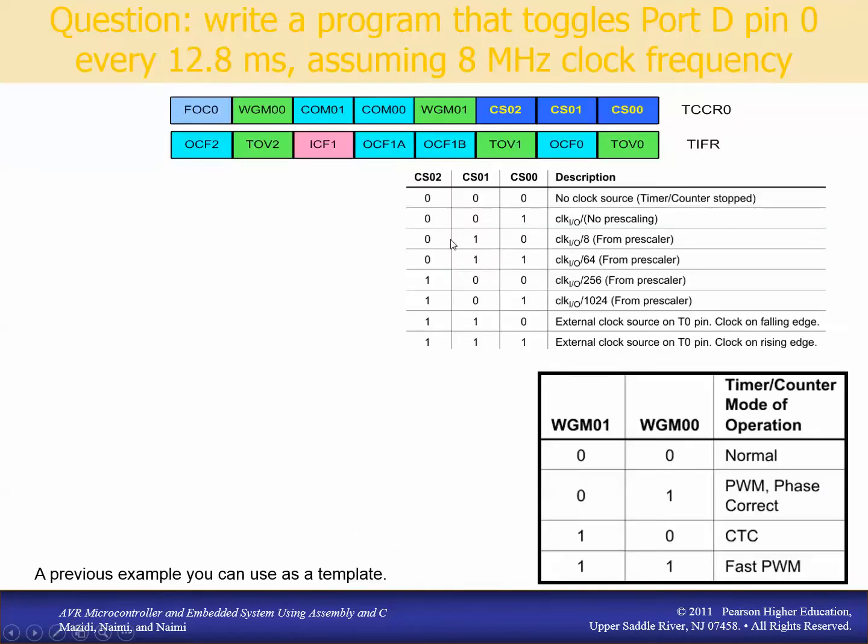So here's another example. We want to write a program that toggles port D pin 0, so we're just toggling a pin, every 12.8 milliseconds. And we're assuming an 8 megahertz clock frequency.